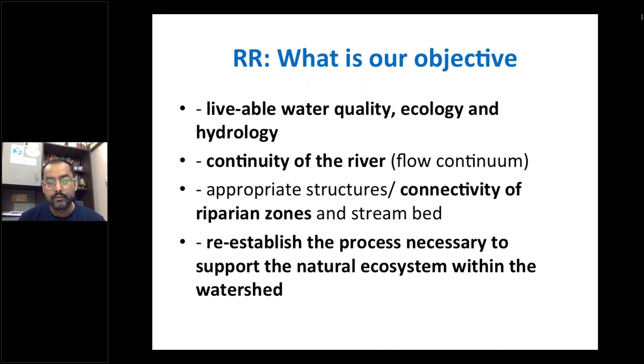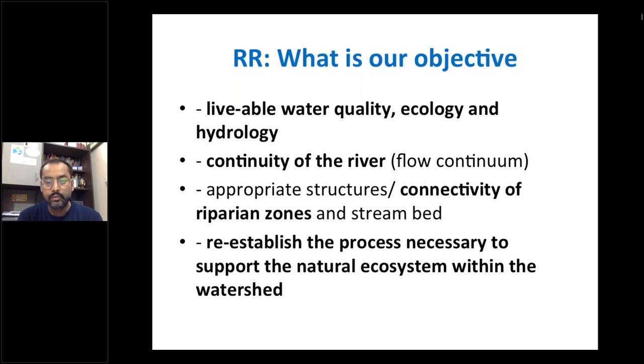First of all, we want to make the water quality, ecology, and hydrology up to the expectation of a life supporting system. We want livable water quality. We want a healthy ecological regime. And secondly, we want to maintain the continuum of the flow. A river is not a static water body. It is a flowing stream. So the continuity of the river is very important when you design any infrastructure project. You have to see that there is no obstruction and the river is able to perform the free movement of sediment and all other systems.